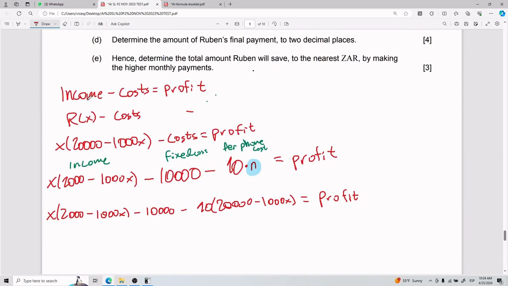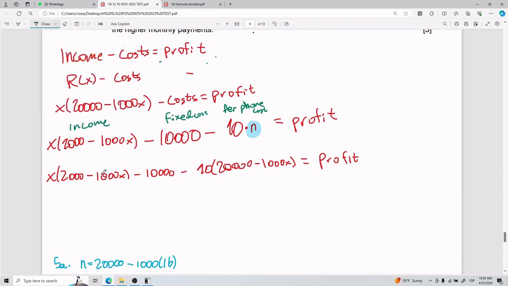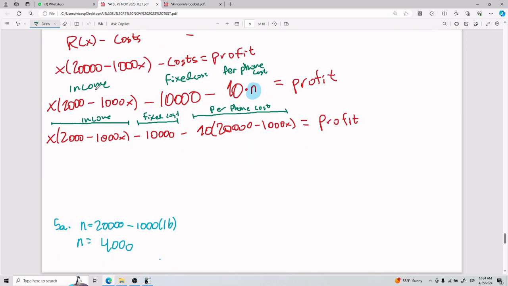Well, here, and actually just to leave it very clear, this whole thing on the left is income. So all of this is income. This is the fixed cost. And this last part is the per phone cost. So now if I plug everything in with a certain x value, I get the profit at that level.